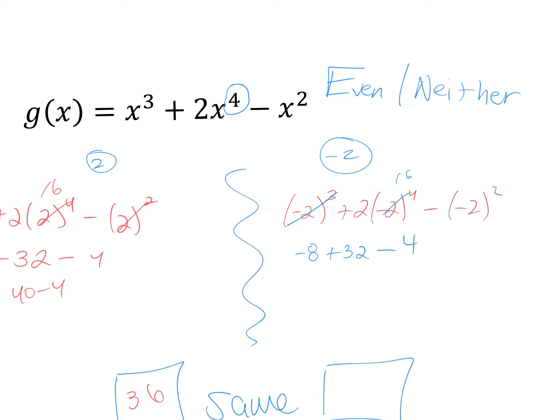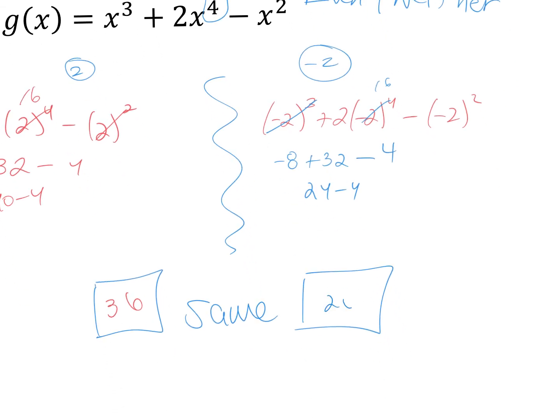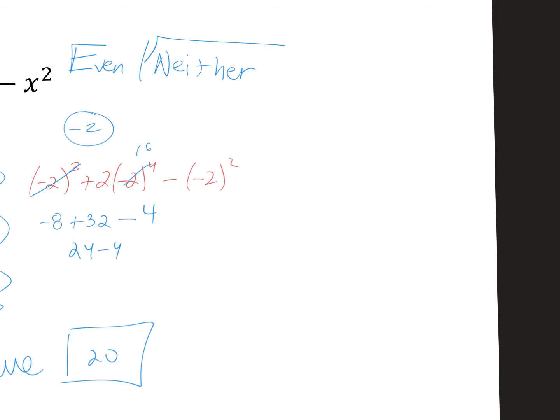So again, we're going to work from left to right. What's negative 8 plus 32? Negative 8 plus 32. 24, positive 24, okay. And then 24 minus 4 is 20. Are those two numbers the same? So your answer is neither.